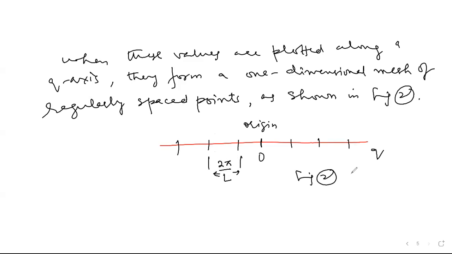It is showing us the allowed values of q, right? The spacing as shown in the figure between the points is 2 pi by L, right? So when the bar length is large, the spacing becomes small and the points form a quasi-continuous mesh.